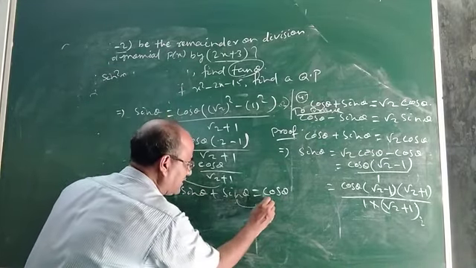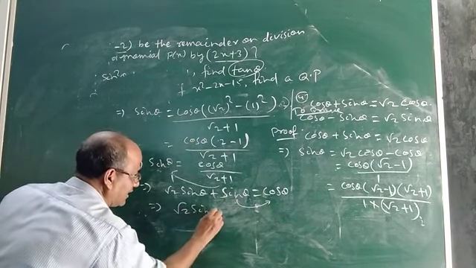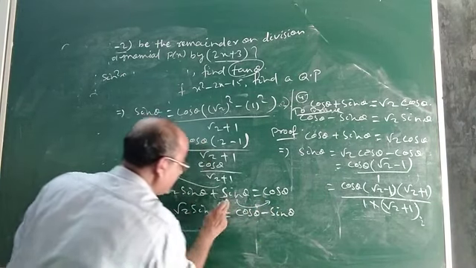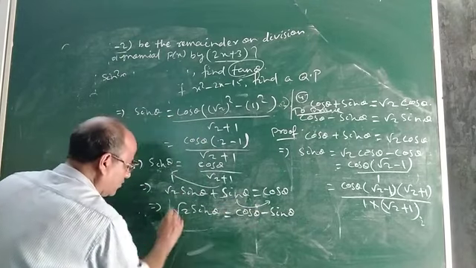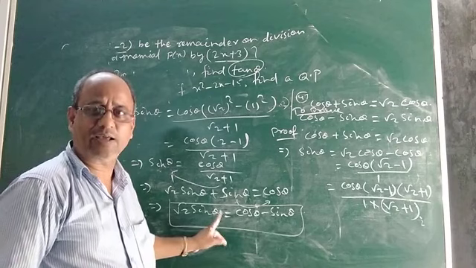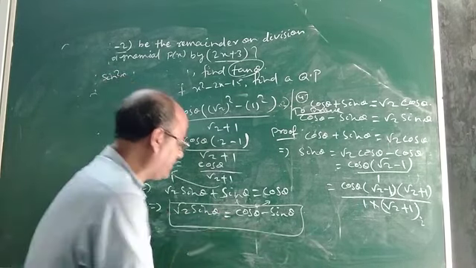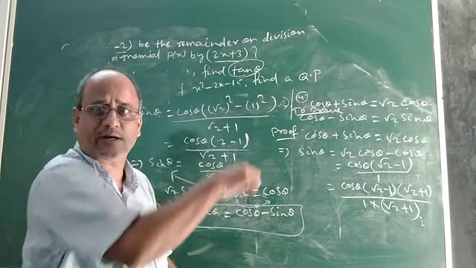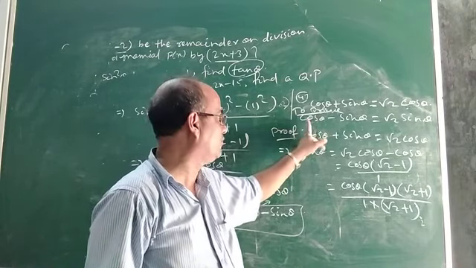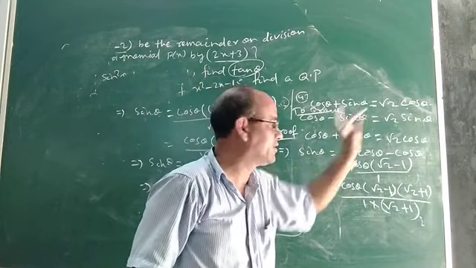Then you take this sin theta to the right hand side. So what you will get? You will get root 2 sin theta equal to cos theta minus sin theta. Because here it is plus, if it goes to the right hand side, it will become minus. So what did we get ultimately? Ultimately we got that root 2 sin theta equals cos theta minus sin theta. This is what we wanted to prove as per the question. We wanted to find the value of cos theta minus sin theta, which is equal to root 2 sin theta.